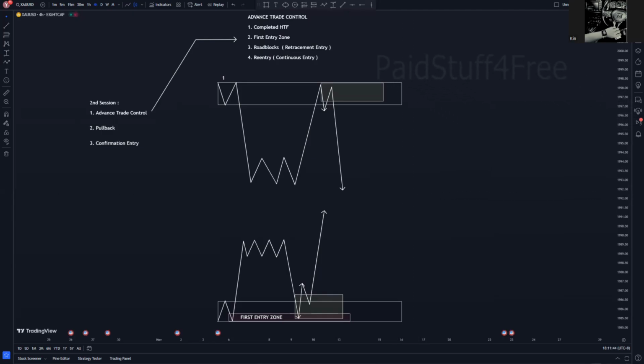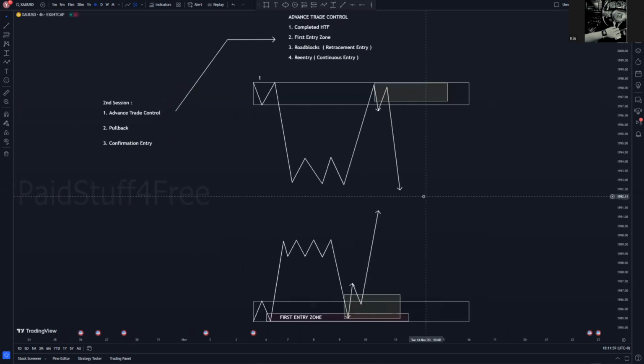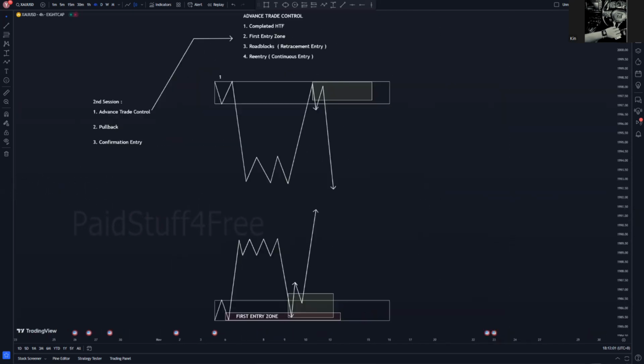First entry zone should be, yes. Right now, we're not going to touch the H1. So right now, we're going to talk about the H4 and M30. That's all. If not H4, of course M30. If not M30, of course H4. All right, good question.